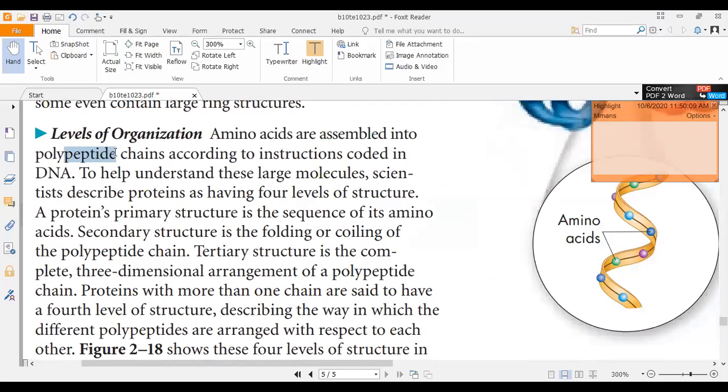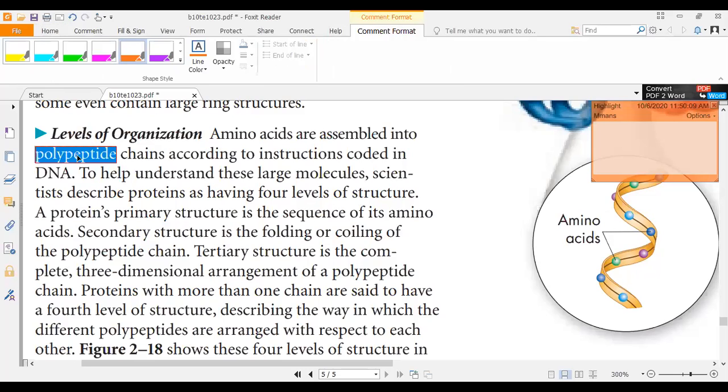Polypeptide. Great. Why do we call the protein a polypeptide? Who can answer me? Raise your hands. Great, yes, very good. According to instructions coded in DNA. This is how we make the protein, but why do we call it a polypeptide?